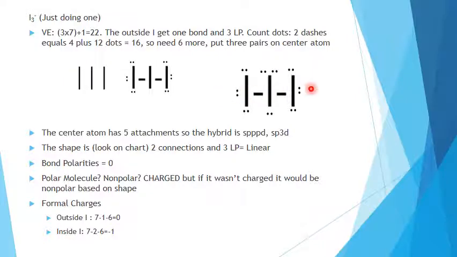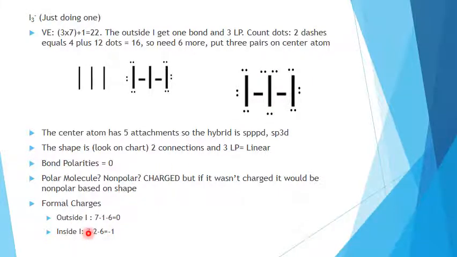This is a linear molecule, and it turns out that linear molecules, if they have the same things attached to both ends, are going to be nonpolar. But this is a charged molecule. If it did not have a charge, it would be a nonpolar molecule, even though it has different things attached. So the general rule I came up with, that when the center atom has different things attached it's polar, doesn't always work. You have to look at it a little more closely.